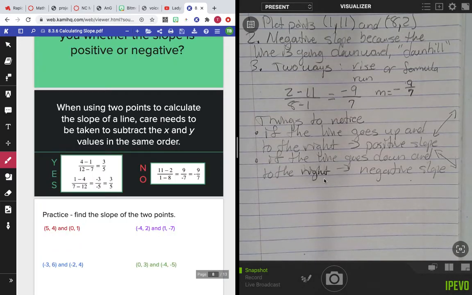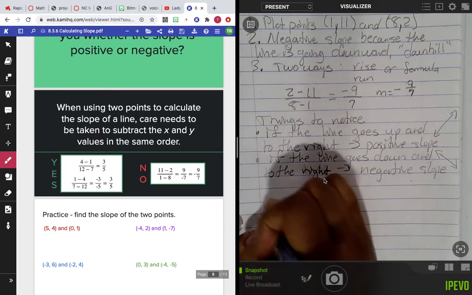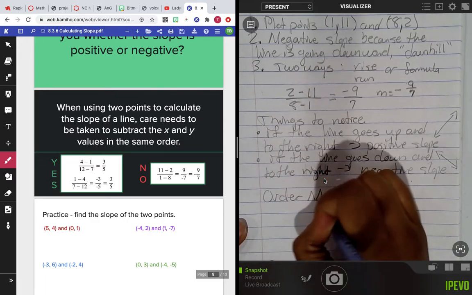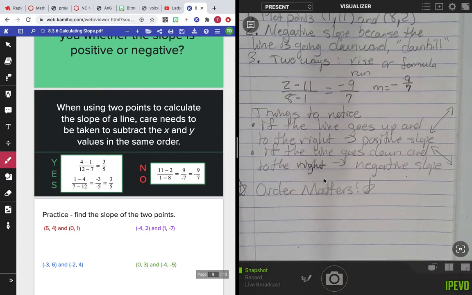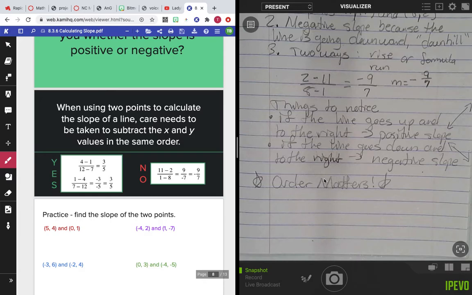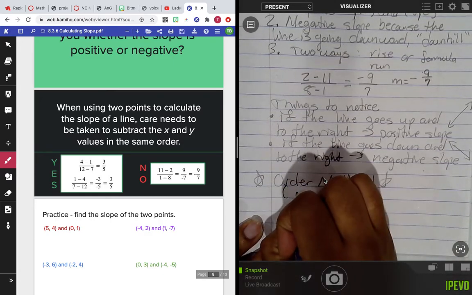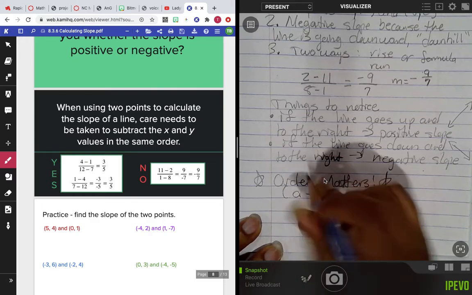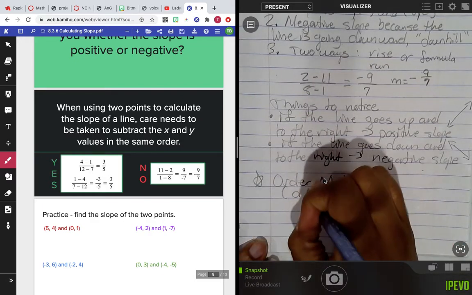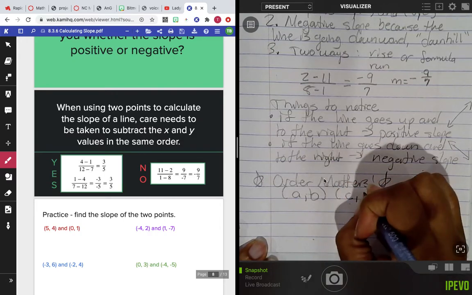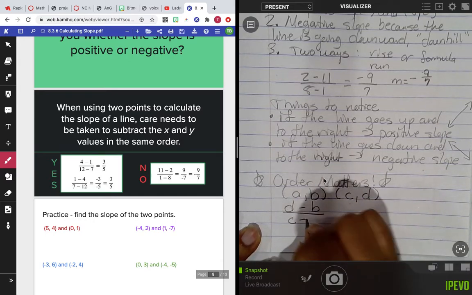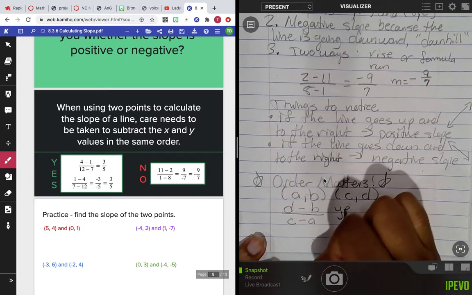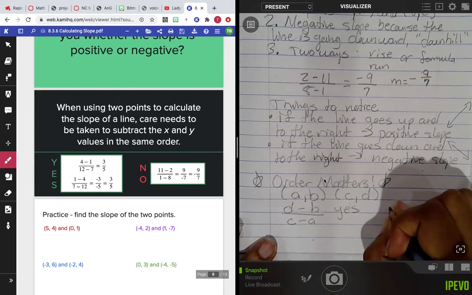When we're using 2 points to calculate the slope of a line, care needs to be taken to subtract the x and y values in the same order. Order matters, you guys. It matters a lot. So, for example, I'm going to just use some arbitrary letters just to emphasize how important order is. This is the correct way of doing it. This is the correct way. So, yes, follow this. This is not the correct way.